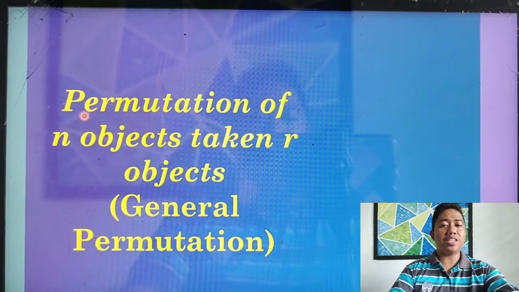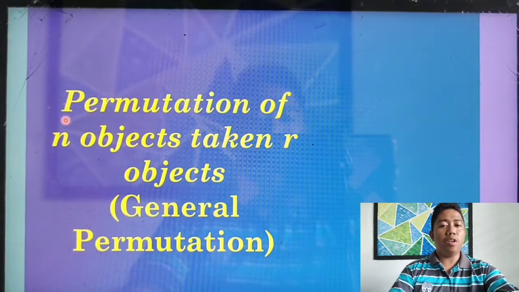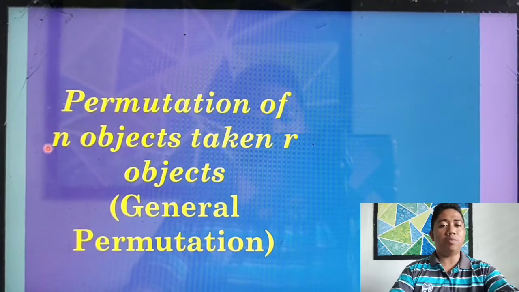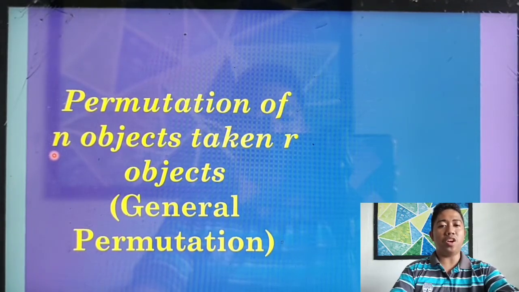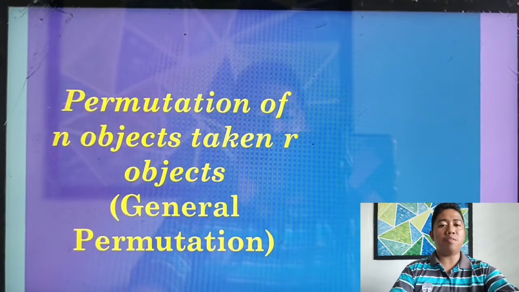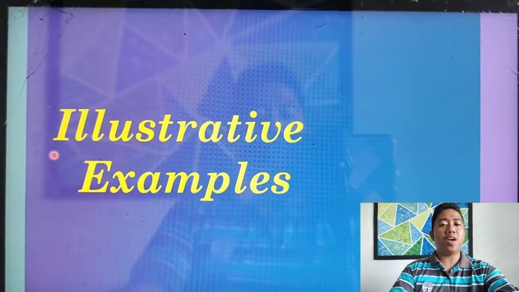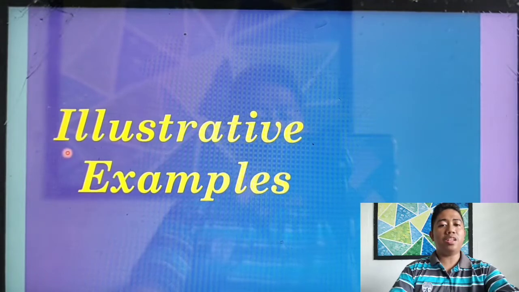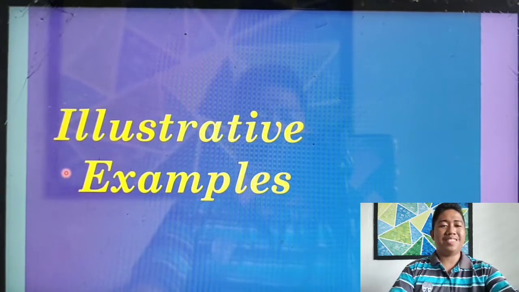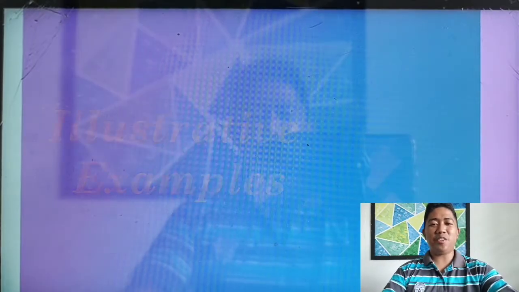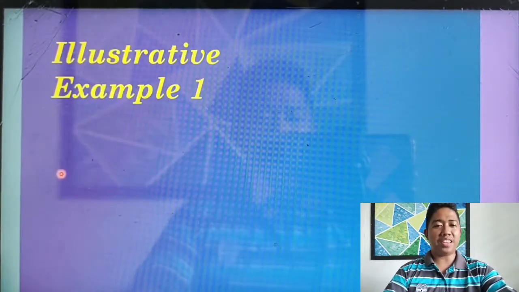In order to study and learn more about permutation of n objects taken r at a time using the general permutation, I will give you some illustrative examples to firm up and study more about general permutations. Let us start with our first illustrative example.